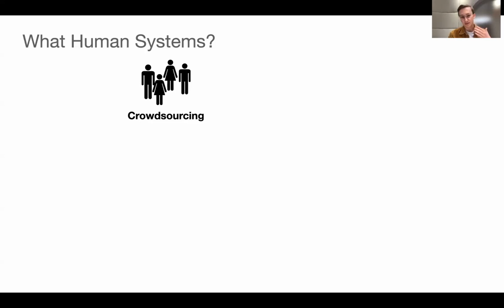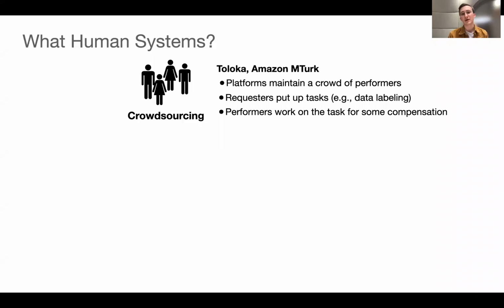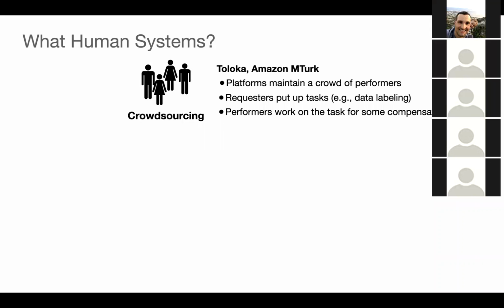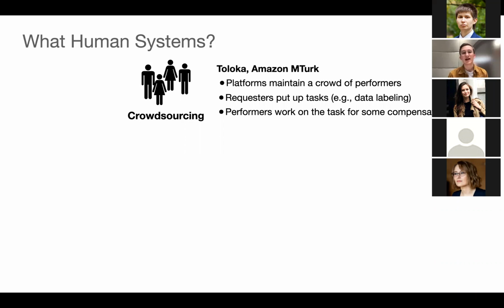In previous editions of this seminar, we've been mostly talking about crowdsourcing, so people may be familiar. But for those who are coming for the first time, let me quickly recap what I mean by crowdsourcing. When I talk about crowdsourcing, I generally refer to crowdsourcing platforms like Toloka or Amazon MTurk. These platforms maintain a crowd of performers. If you have some task, for example, you want to label a data set of 1,000 images, then you can put up your task to the platform, and performers will work on your task for some compensation. As a result, you get labeled data. This is an example of a human decision-making system, because there are many people working side by side to solve some complex tasks.